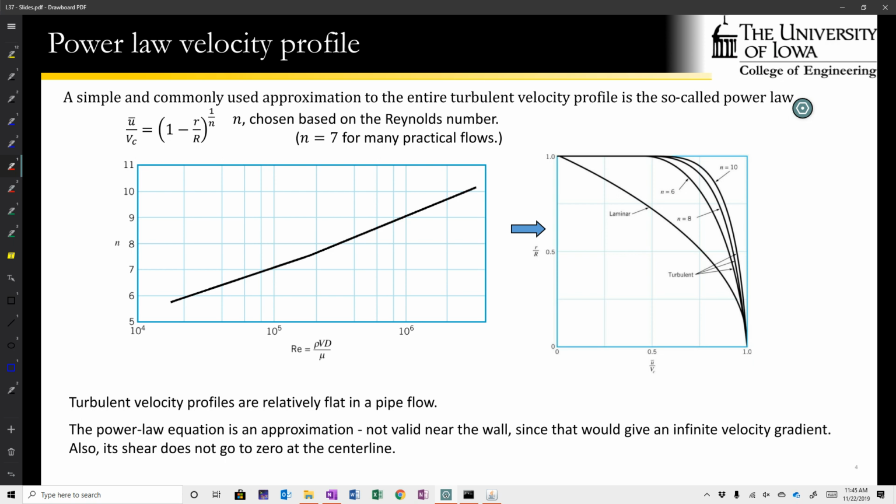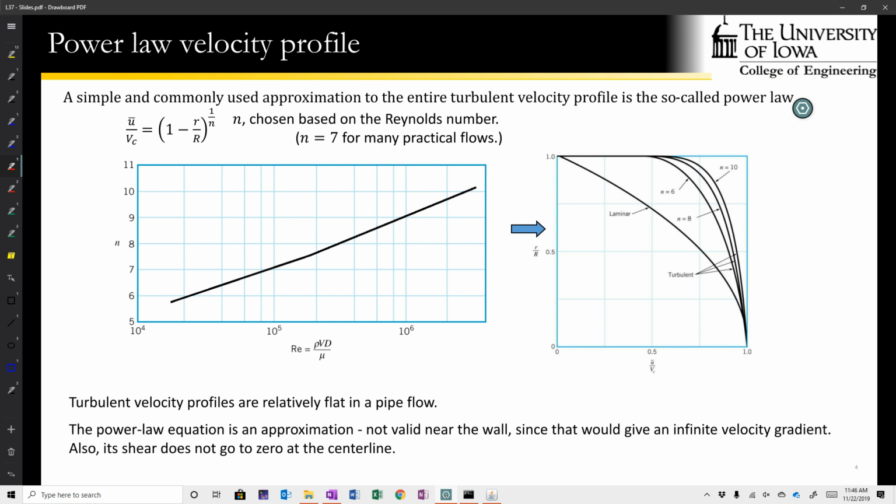So a really simple approximation is used, saying that if you've got the velocity at the center line, called v sub c here, but understand that that's just the mean velocity at the center line of the pipe, that u bar over vc, so the non-dimensional value, it'll go from 0 to 1, can be approximated as 1 minus the dimensionless radius to the 1 over n power. And n is chosen based on the Reynolds number.